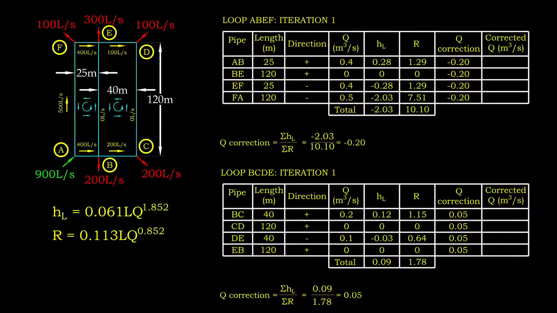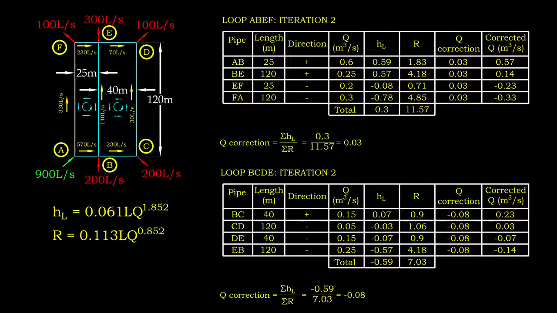Flow rate correction is calculated by dividing summation of head loss with the summation of R. The flow rate is then corrected by subtracting the correction from the assumed flow rate. The resultant flow rate is then used as the analysis basis for subsequent iteration. For pipe BE, which involves in both loops, the flow rate is corrected in the same way, except we need to add the correction from another loop. The procedure is continued until convergence is achieved, where the flow rate correction becomes negligible.